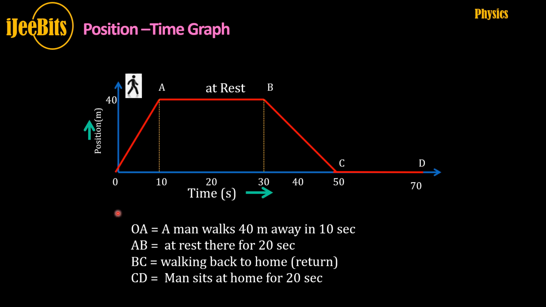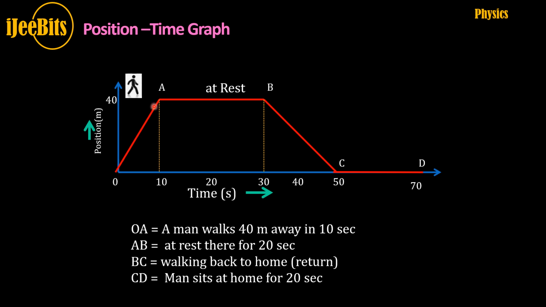Let's assume that you are walking from your starting position. Then this is how that curve represents your walk. Now how do I read this graph? Let's say 0 to A. What is happening? Your position is increasing, your time is also increasing. That means you are walking, is it? So how much are you walking? 40 meters. In what time? In 10 seconds. So OA basically tells you a man walks 40 meters away in 10 seconds from the starting position.